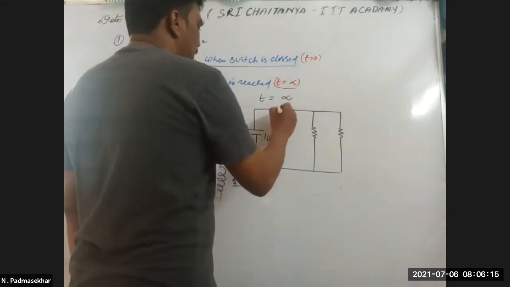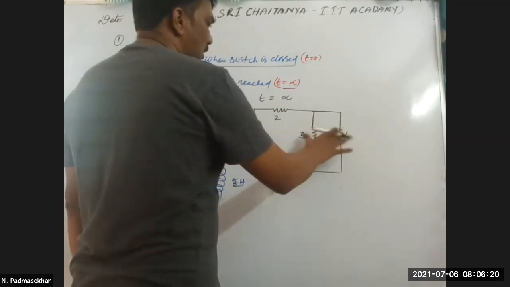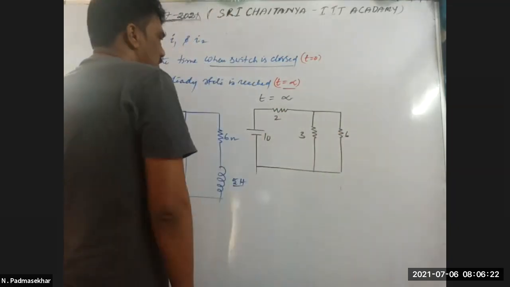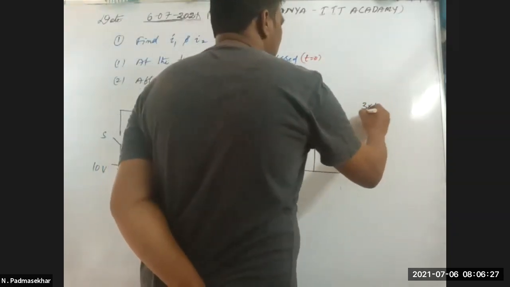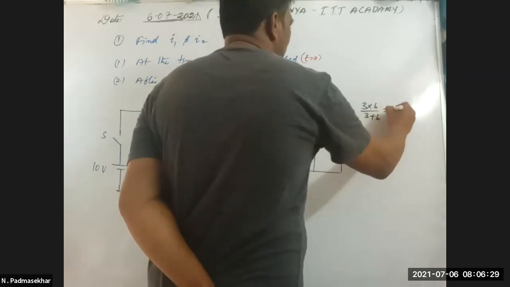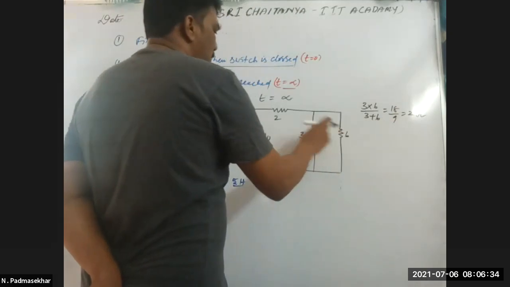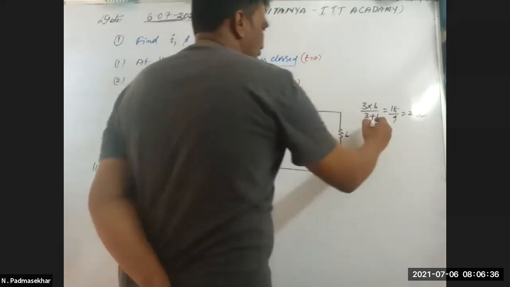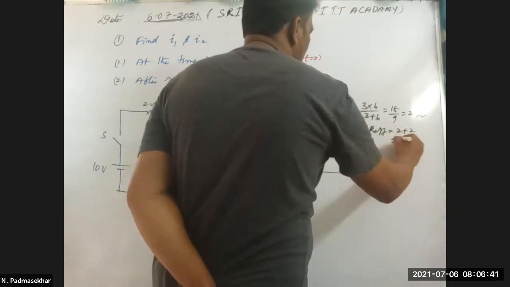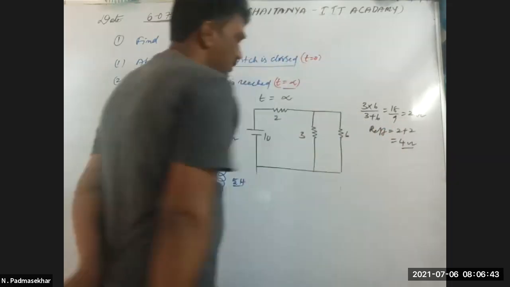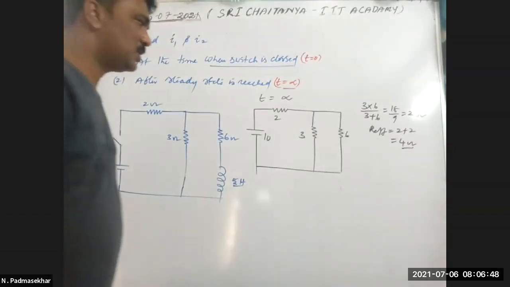So this is a 10, it is a 2, and this is a 3, this is a 6, and these two are in what combination? These two are in parallel combination. Parallel combination means 3 into 6 by 3 plus 6, that is equal to 18 by 9, that is 2 ohms. So these 2 ohms and these 2 ohms are in series combination. So R effective is equal to 2 plus 2, that is equal to 4 ohms. R effective is equal to 4 ohms.